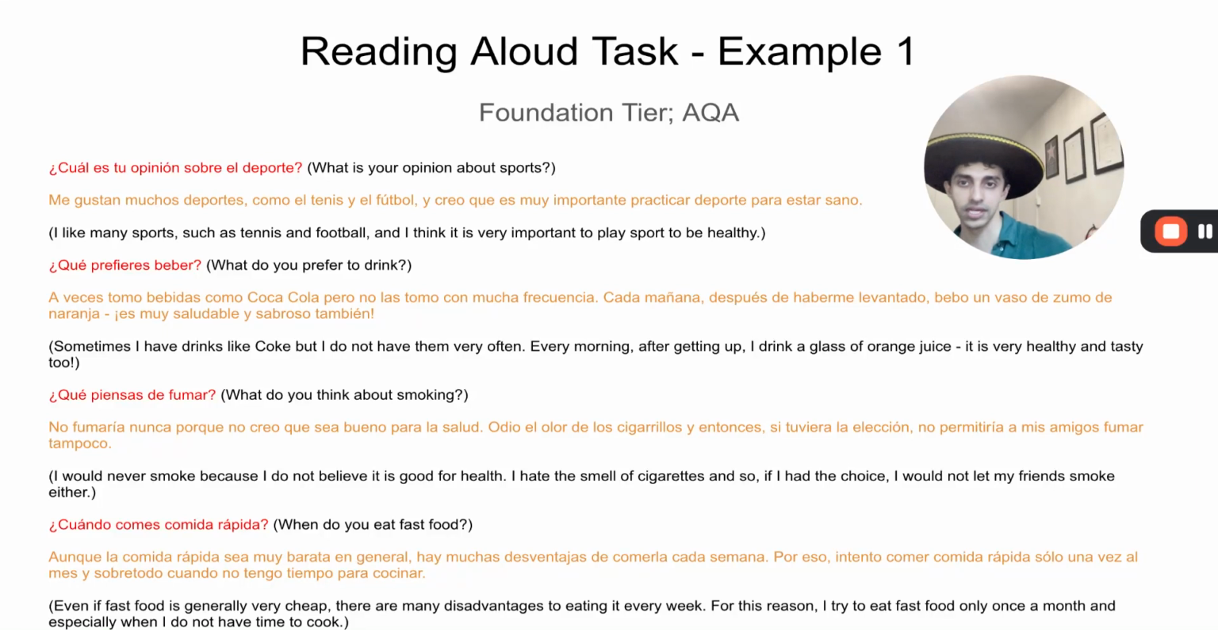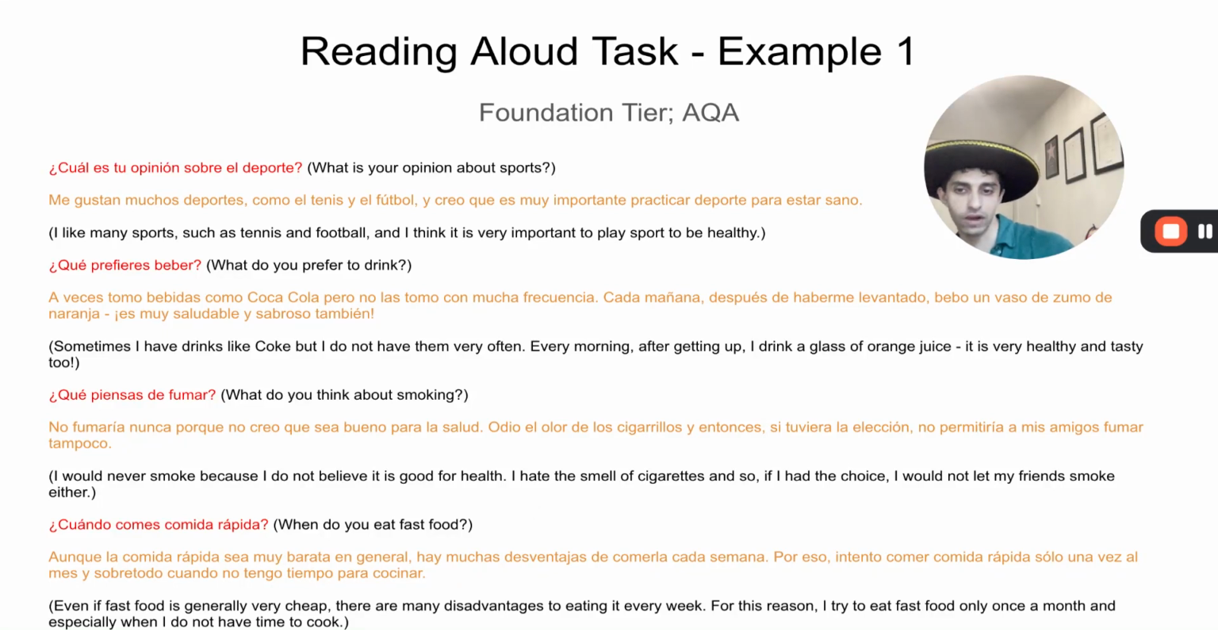I haven't used a huge amount of different grammar structures. I have stuck largely to the present tense. I vary that a little bit using some more complicated verb forms like the present subjunctive here. No creo que sea bueno para la salud. I don't think it's good for health. Sea is present subjunctive of the verb ser. And again, aunque la comida rápida sea muy barata en general, sea is again the present subjunctive from the verb ser.